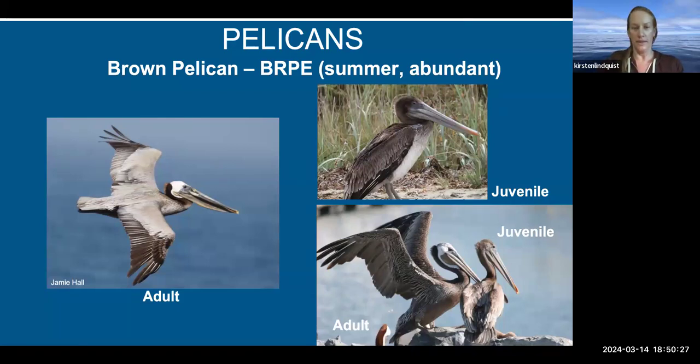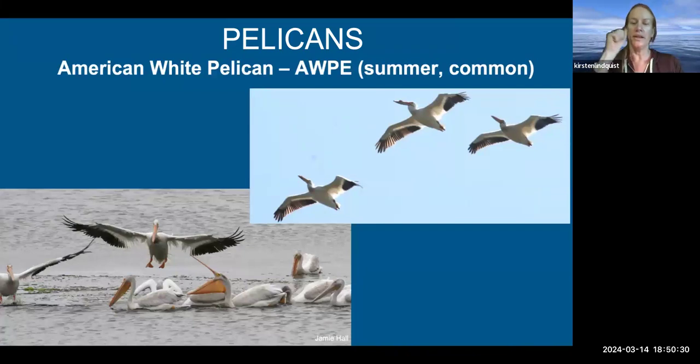So brown pelican. Then American white pelican, AWPE is their code. I guarantee you, when you have a white pelican on your survey, you're going to try and enter it into the database as a white pelican and say, why isn't this working? Why isn't this coming up? Remember, American white pelican is their full name. And they have these dark flight feathers. So primaries and secondaries are black when the rest of the bird is white.